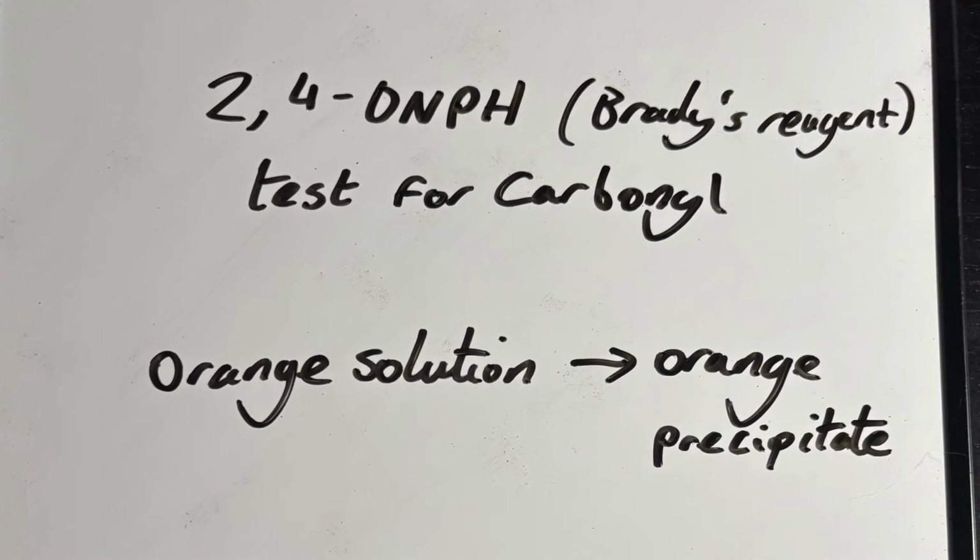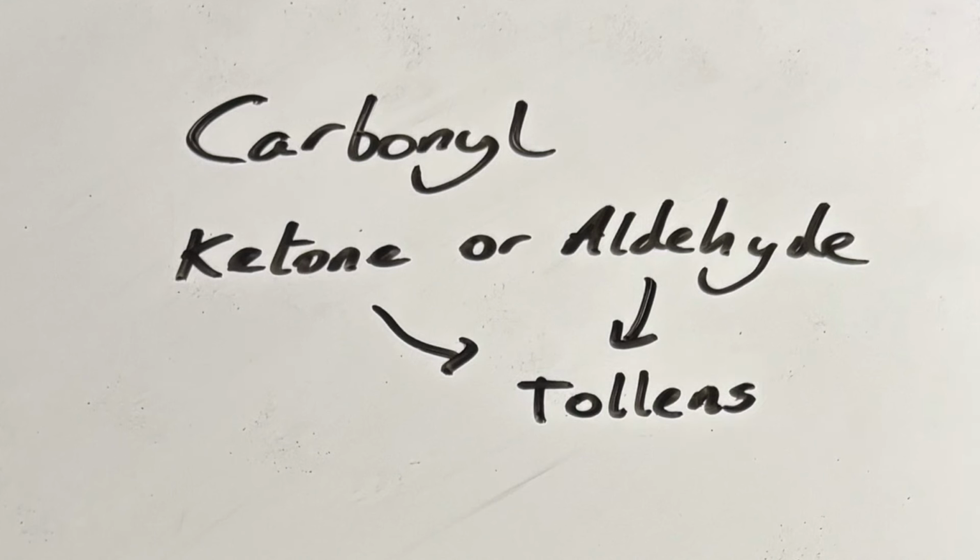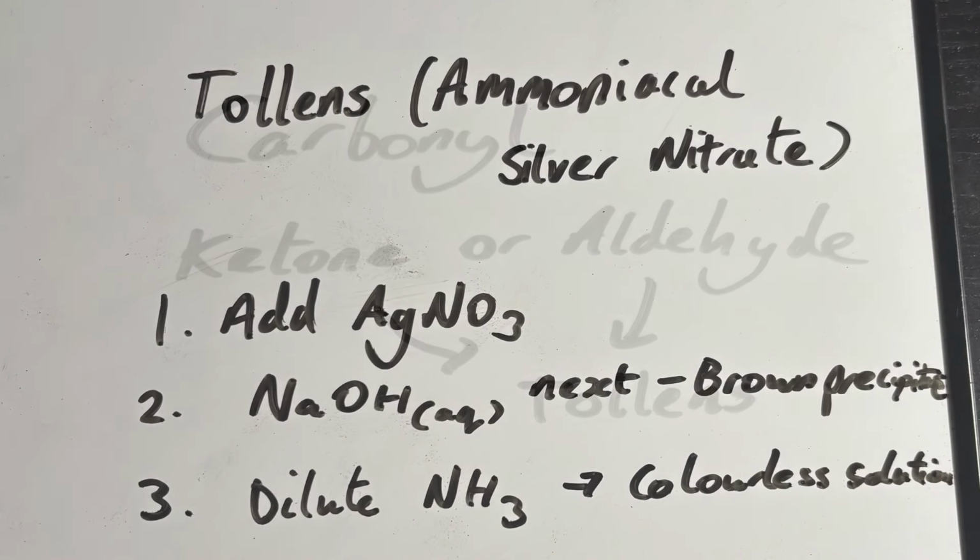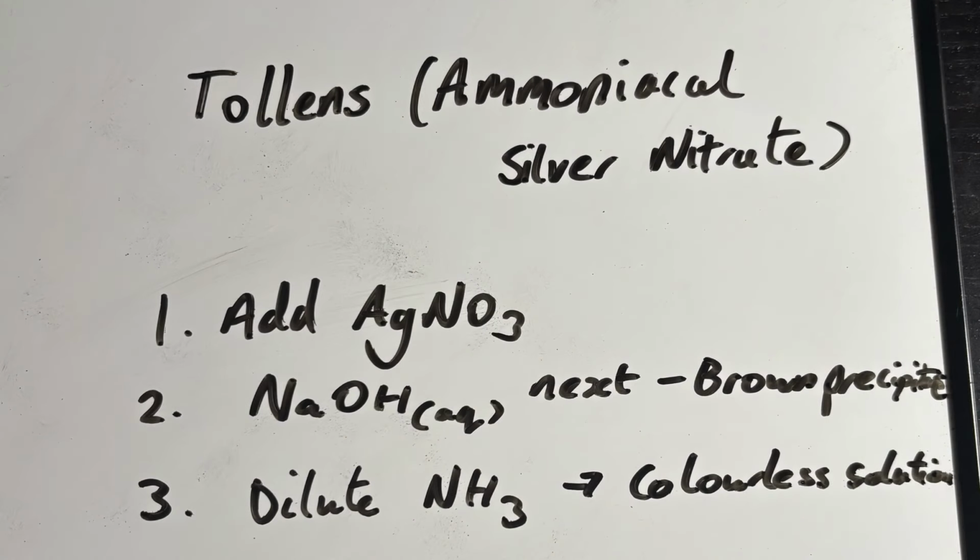You can test for carbonyl groups with 2,4-DNPH, also called Brady's reagent, and it will turn an orange solution into an orange precipitate if a carbonyl group is present. But then how do you differentiate ketones and aldehydes? You do that through Tollens. Now, Tollens reagent is also called ammoniacal silver nitrate, but honestly, just remember Tollens reagent.